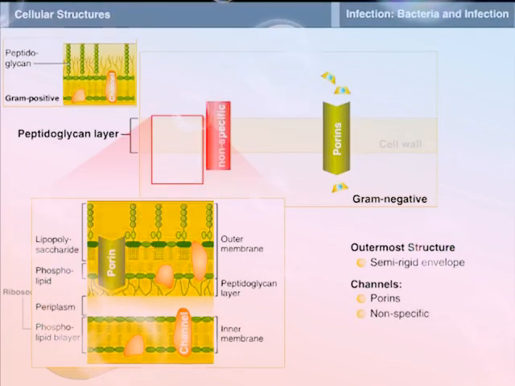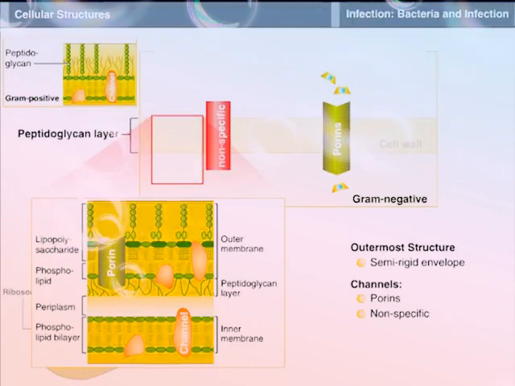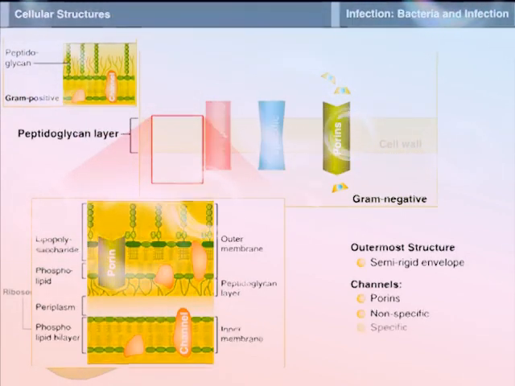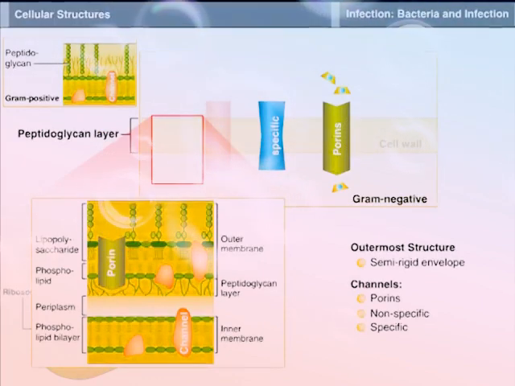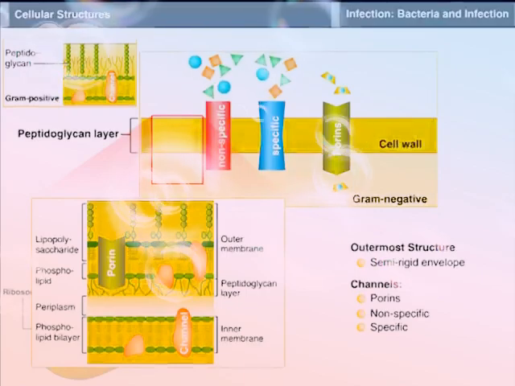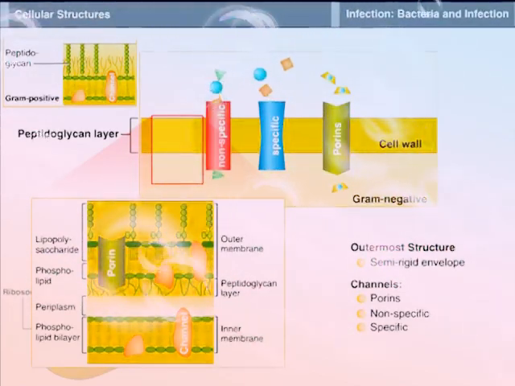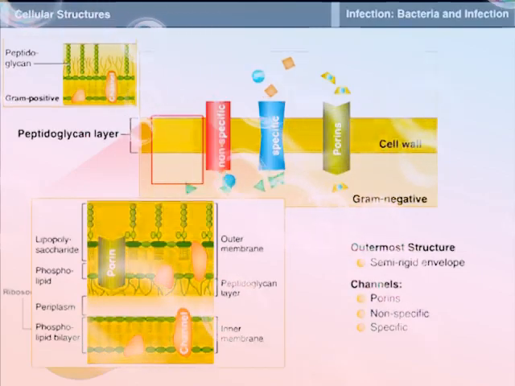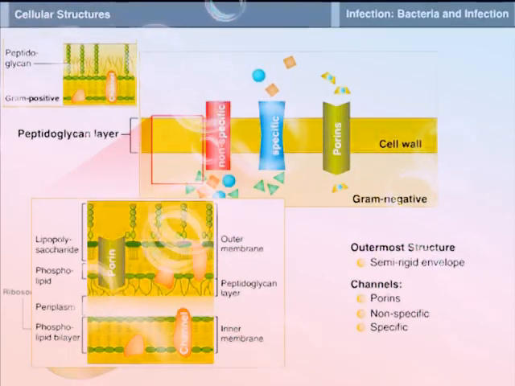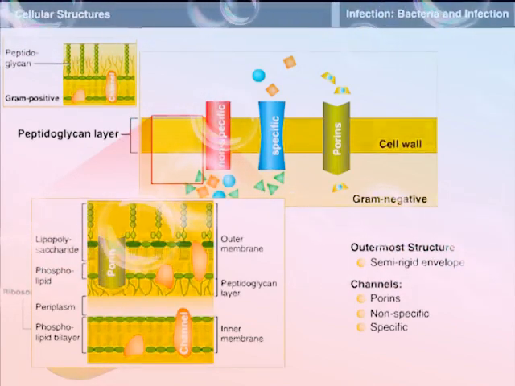Some of these channels are non-specific. They allow any molecule up to a certain size to flow through them. Other channels are specific. Only certain particular molecules can pass through them. By prohibiting the entry of other molecules, including antibiotic drugs, into the cell, wall channels protect the cell contents and enhance the likelihood of the cell's survival.